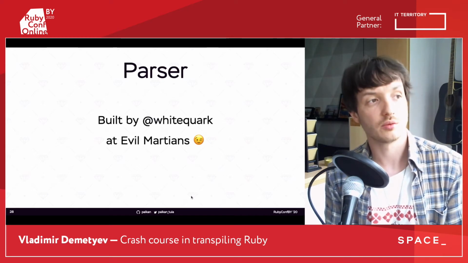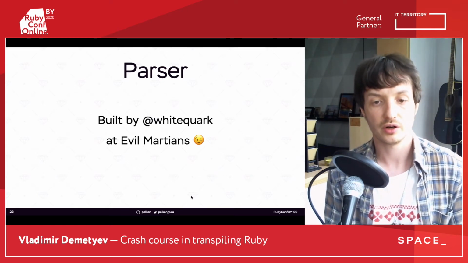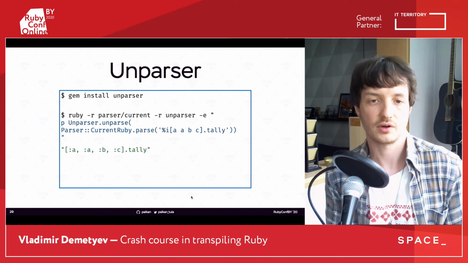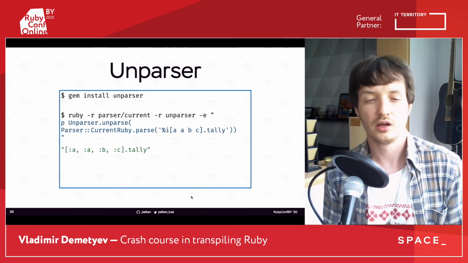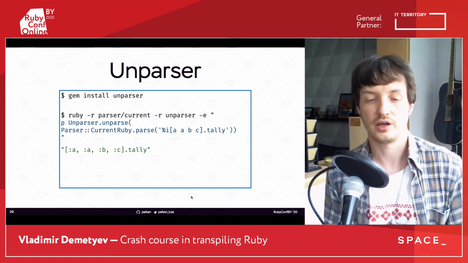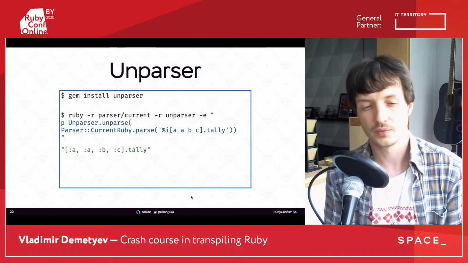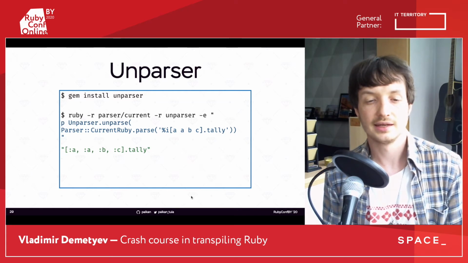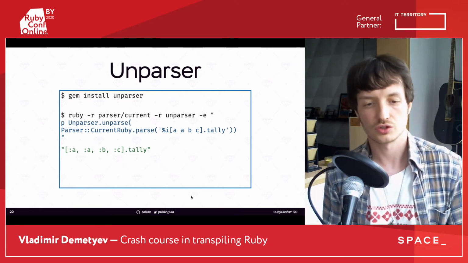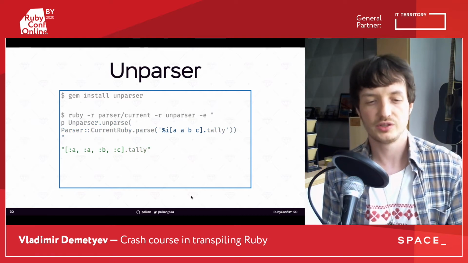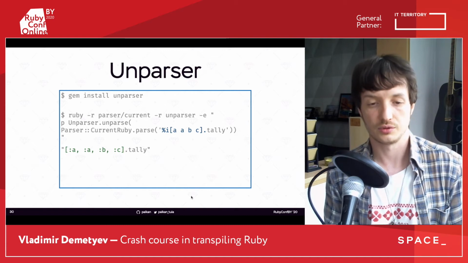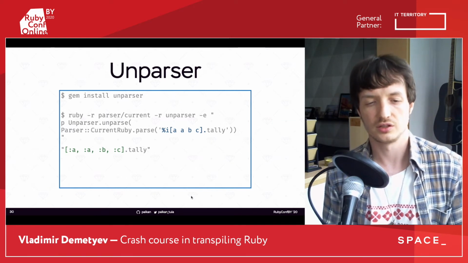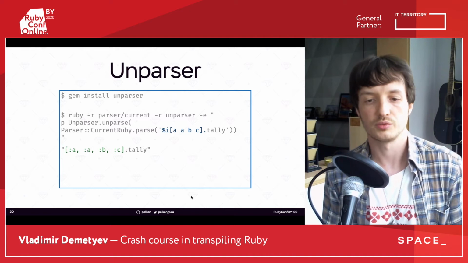And another good thing about Parser being such a popular tool, it has a counterpart called Unparser. So this gem actually covers us in the last phase of our transpiling pipeline. It allows us to generate source code from the AST produced by Parser. One thing we should note about this library and the approach it uses is that the final source code generated by Unparser could be different from what you used as an input, because Unparser doesn't care about the original layout, original syntax. It only cares about the structural representation of your code.